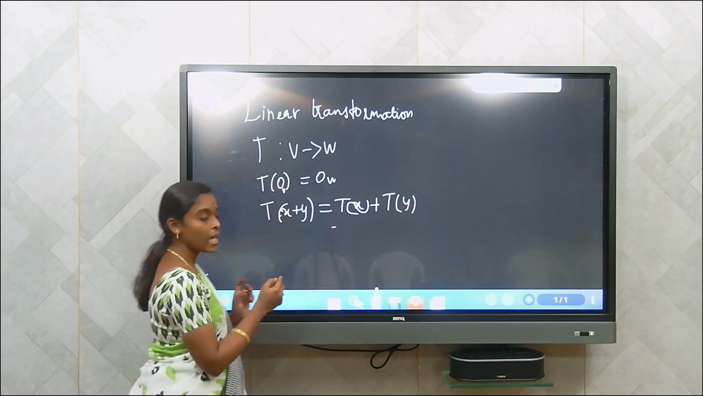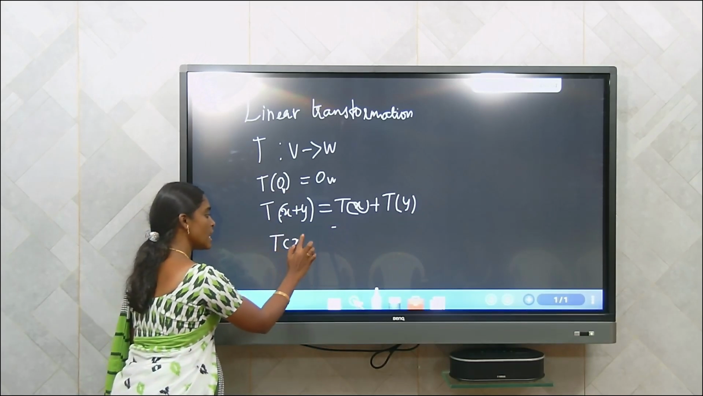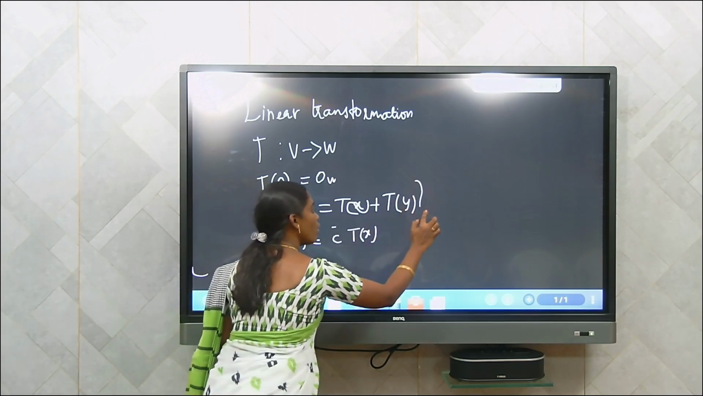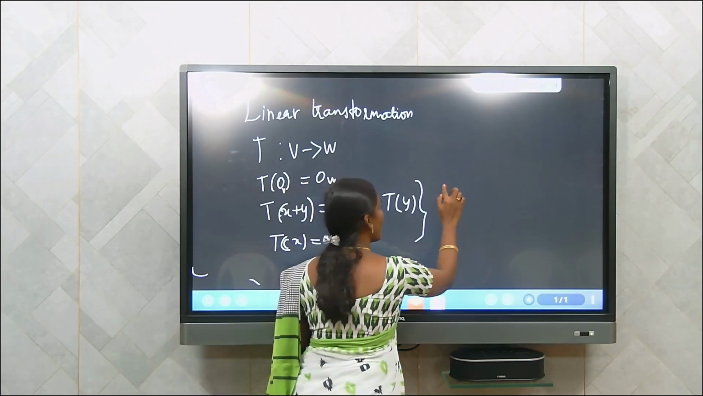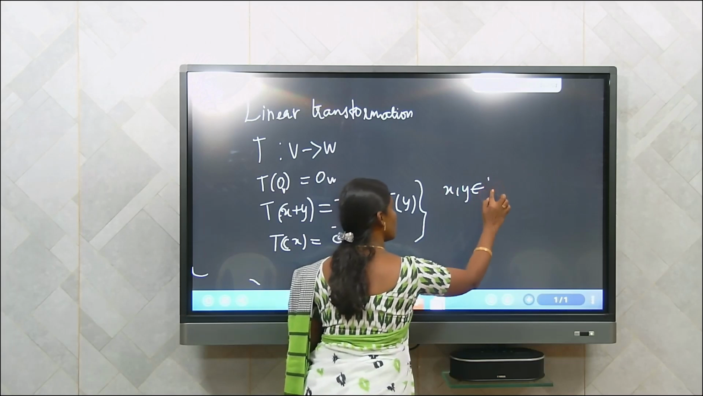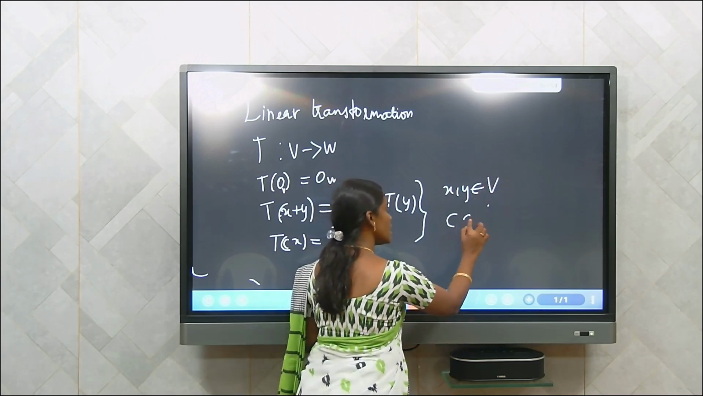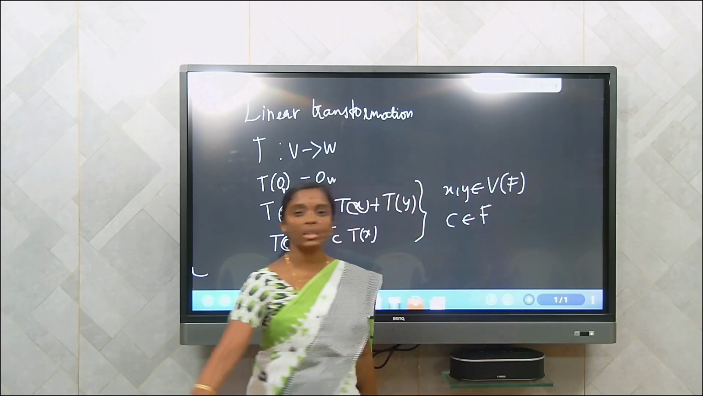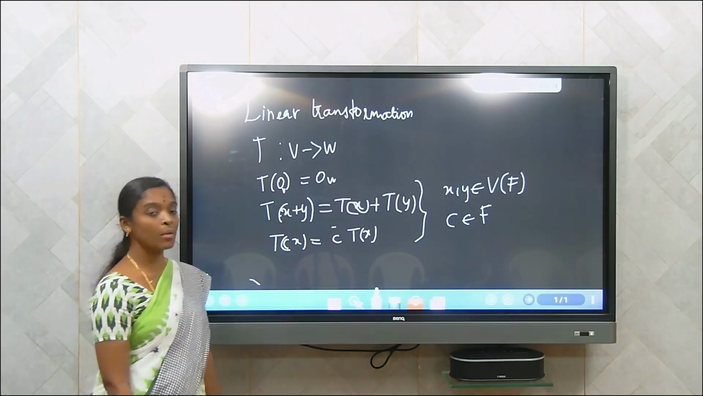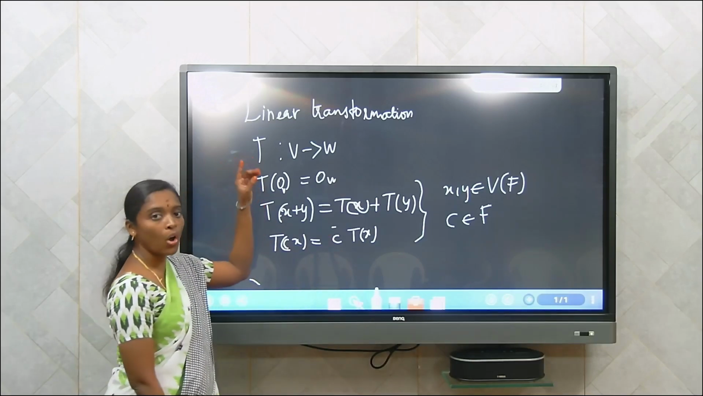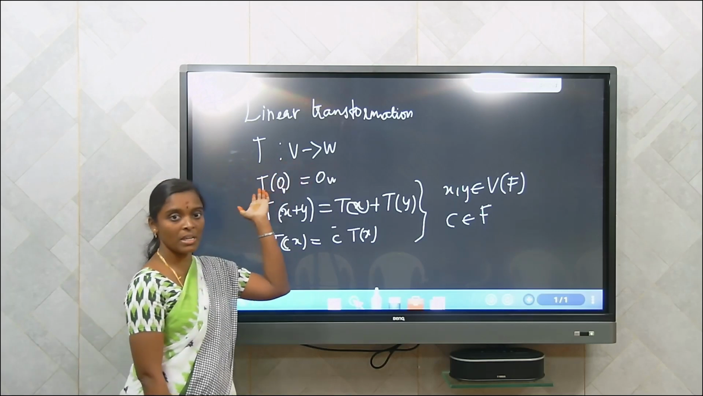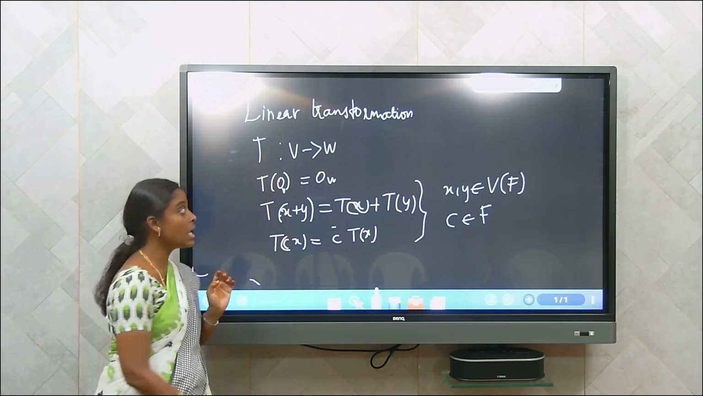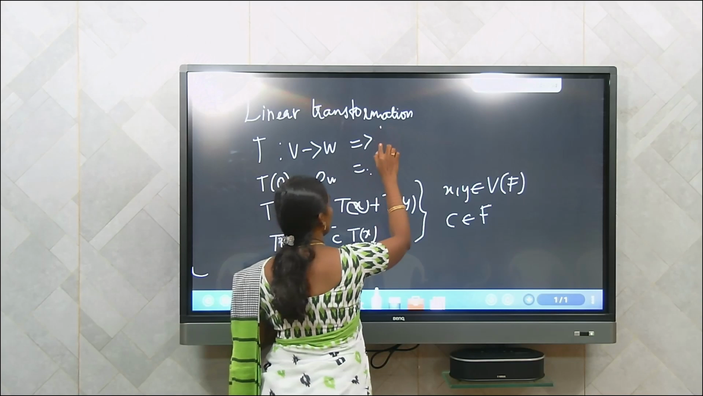And in the same way, the scalar multiplication condition is T of cx equals c times T of x. For both of these conditions, x and y should be from the domain vector space V, and the scalar c should be from F, provided each of the vector spaces is defined over the field F, so that I am taking the scalars from the field. If a mapping defined between these two vector spaces V and W satisfies all these conditions, then I can say this transformation is a linear transformation.